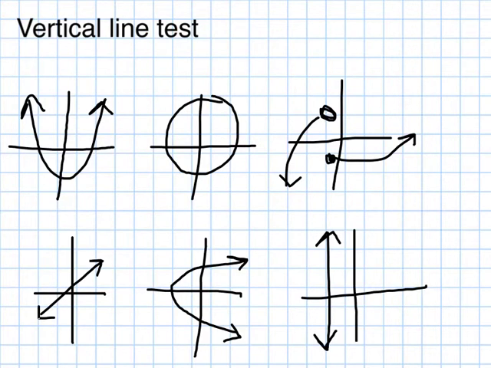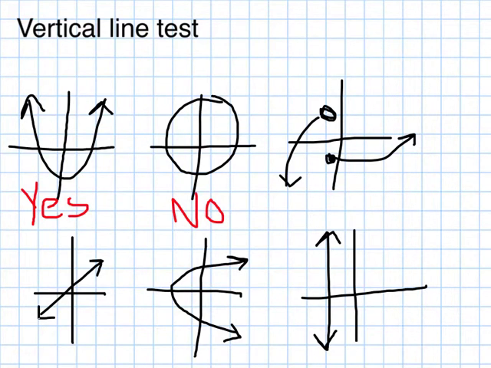So, for example, let's look at this. If I draw a vertical line anywhere on this graph, anywhere, it's only crossing in one spot. So this right here would be a function. I'm just going to write yes for a function, no for not. If we look at the circle and I draw a vertical line here, it's crossing in two spots. So that would not be a function.